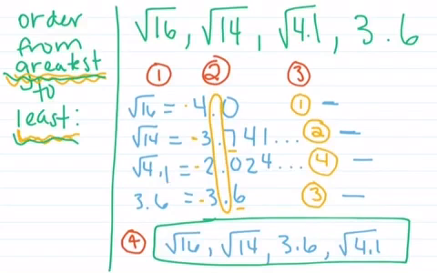The last thing I want to do with you guys, just as a review, the square root of 16, is it rational or irrational? You should have said rational, because the square root of 16 is 4. The square root of 14, is it rational or irrational? Irrational. Square root of 4.1, irrational. Both of these numbers keep going without repeating. And 3.6 is a decimal that terminates. So what does that mean? Rational. Okay, good job.